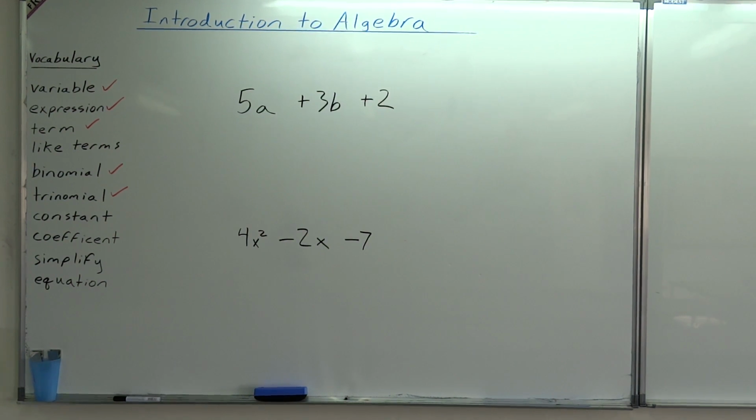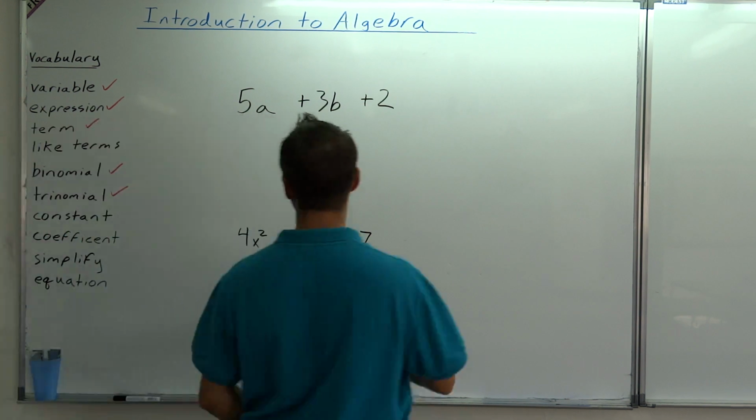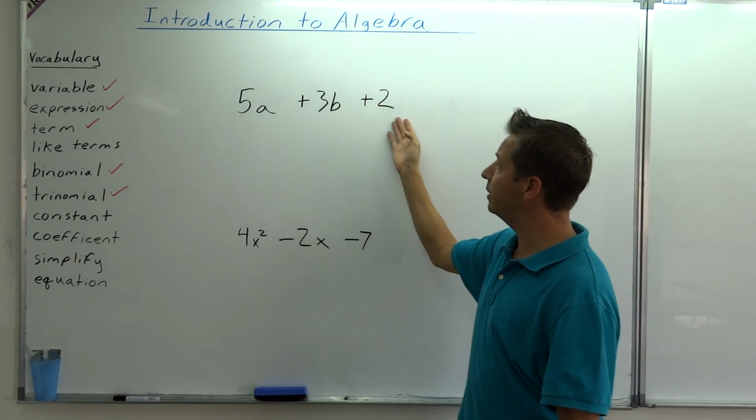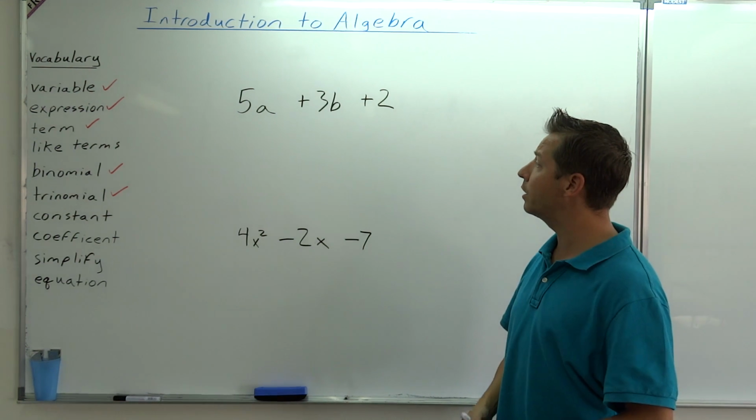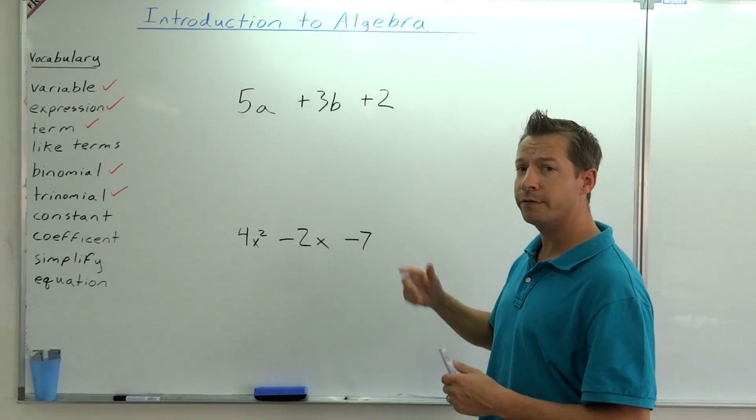In this video, I'm going to explain the words constant and coefficient. Now, with this expression here, notice, again, I've got three terms in this expression, so this is a trinomial expression, and it's split up into different parts.